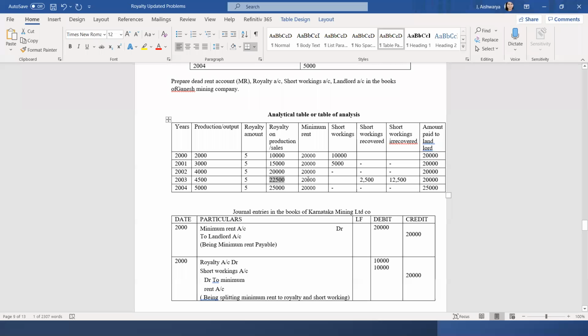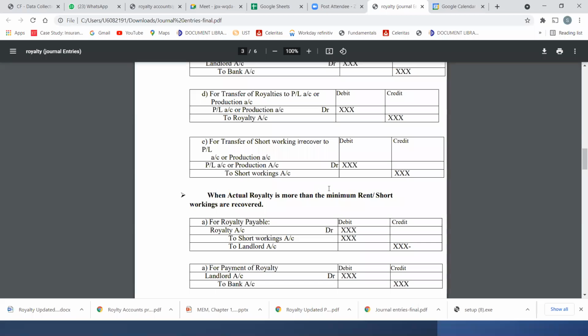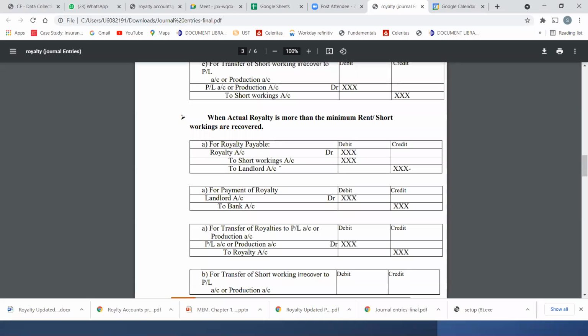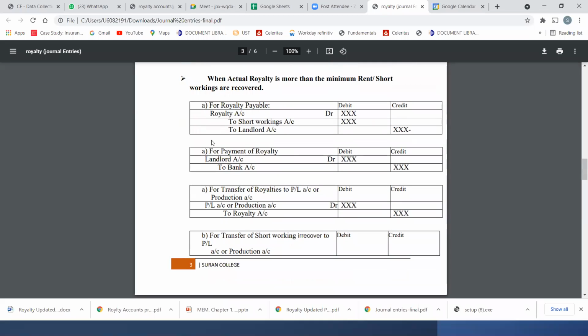You are paying more than that. In this 2004, you are paying more than the royalty, so minimum rent account will not come. Only the royalty, as we were taking in the last problems. The same entries have to be taken care of: royalty account debit to short workings account, to landlord account, and again payment account, payment of royalty. Like that it goes on.